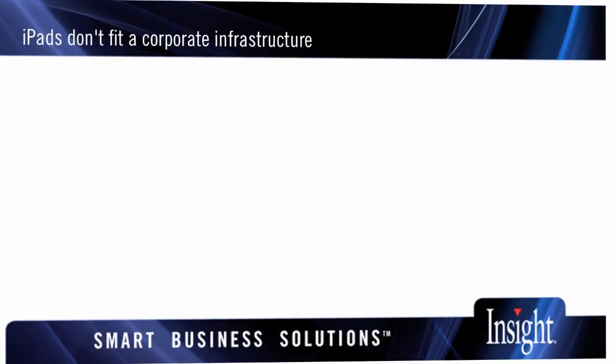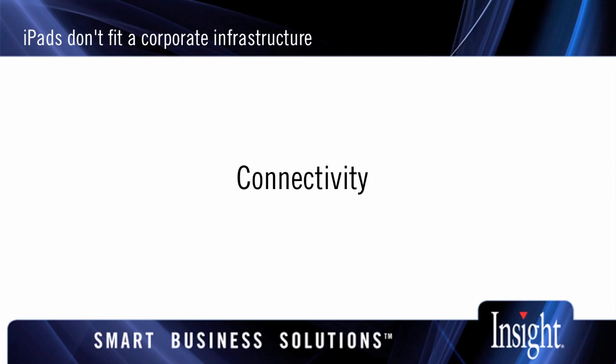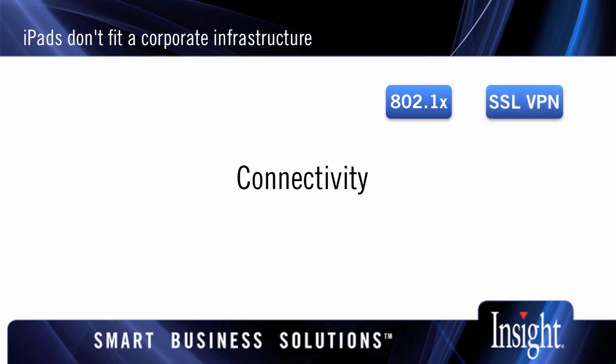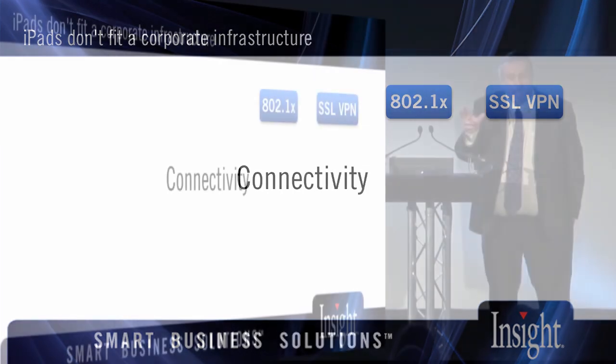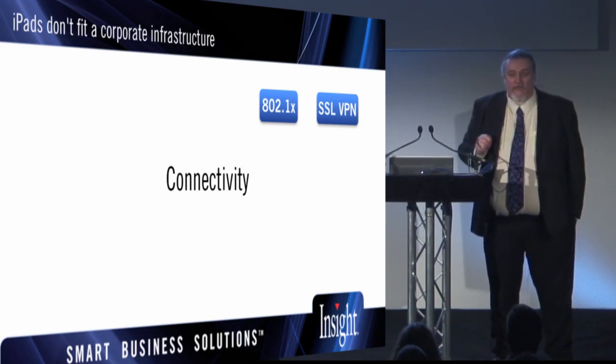Next question, I guess, is about iPads. Do they fit a corporate infrastructure? Well, the first question on that is connectivity. How do we actually get them connected up? 802.1x, secure wireless networking, certificate-based, standard in iOS. So you can provision certificates out to the device, and they can then sign on to a secure wireless network. We can also do, out of the box, an SSL VPN. So if you're using a Cisco VPN that's just secured with a certificate, then we can do SSL VPN.